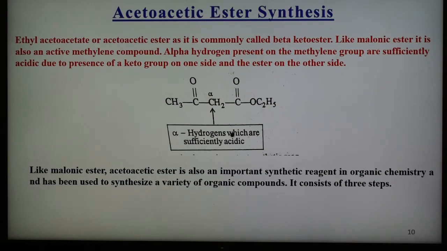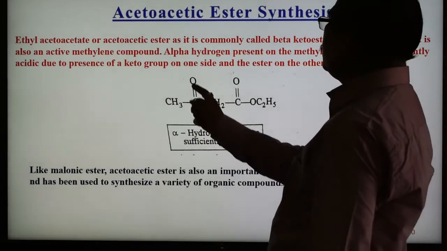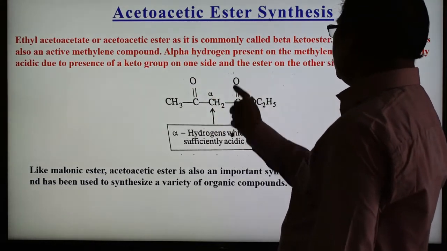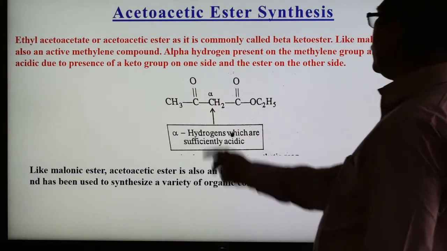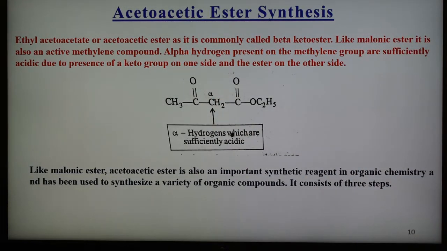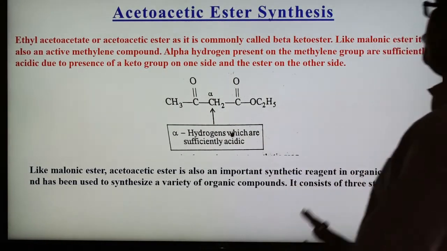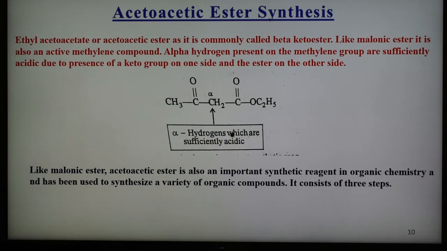And this structure shows the ketonic group on one side and the ester group on the other side, with the reactive methylene group between them. So these are the alpha hydrogens attached to this alpha carbon, and they are sufficiently acidic. So like malonic ester, this acetoacetic ester is also a reactive methylene compound. So the reactive methylene CH2 group is there, and this is the alpha carbon with hydrogens attached to it. These are known as alpha hydrogens, and they are acidic in nature, and therefore they can be replaced. One hydrogen or the second hydrogen can be replaced with an alkyl group.